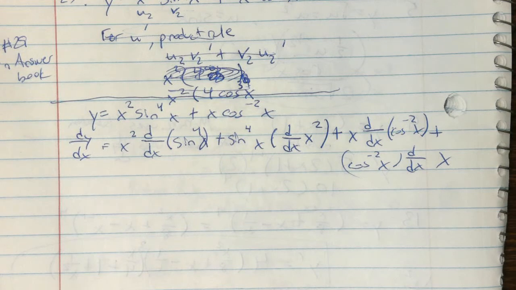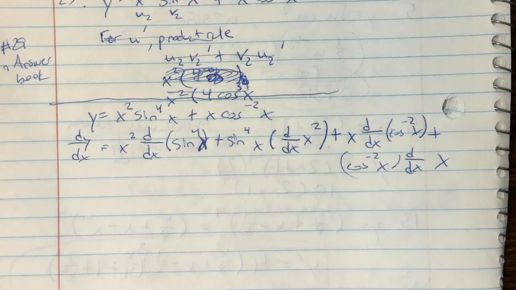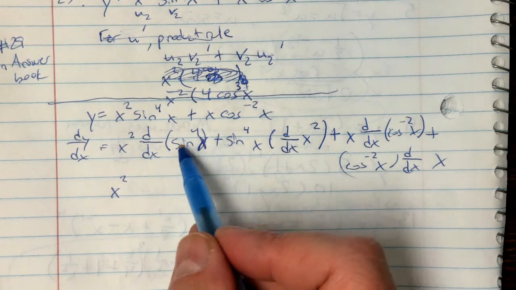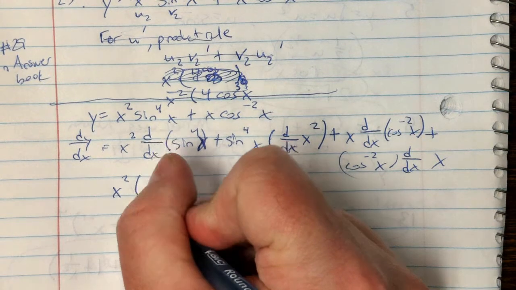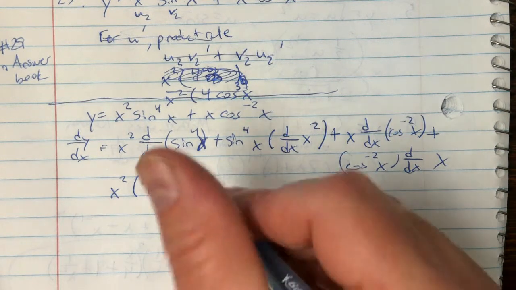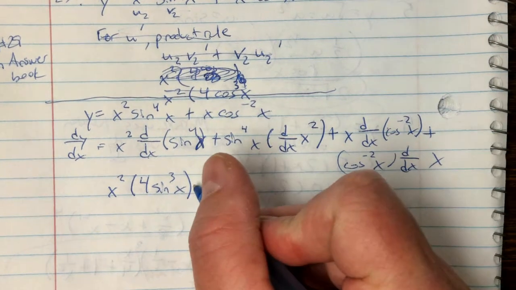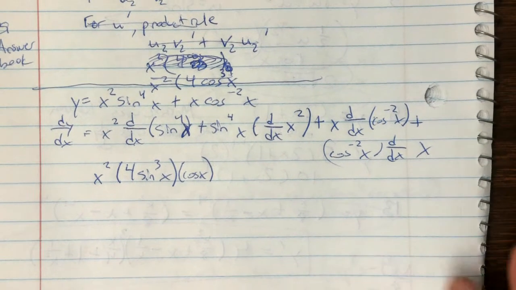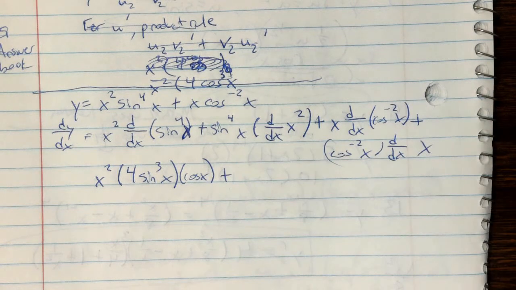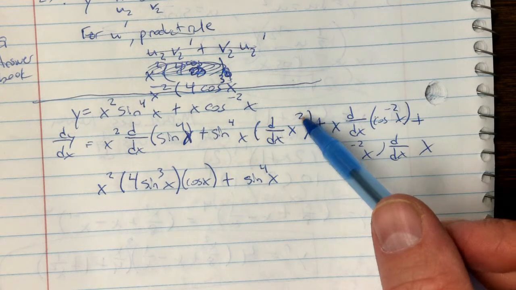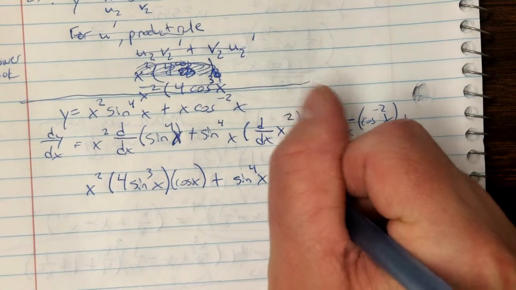So now, why did they do that? Okay, that first step made sense. And then from there, they're saying this is x squared. The derivative of sine to the fourth would be 4 sine cubed x. Then you take your derivative of sine, which is cosine. And then plus sine to the fourth x. Then the derivative of x squared is 2x. So we have 2x.